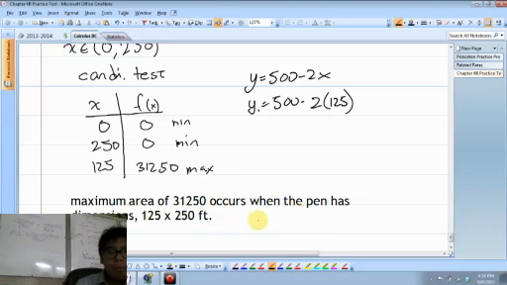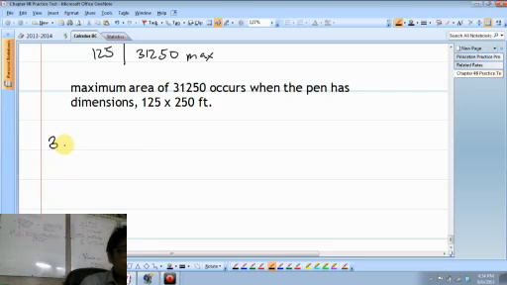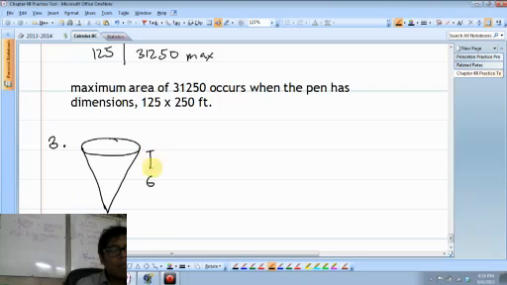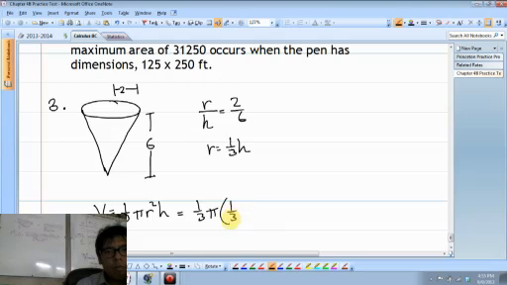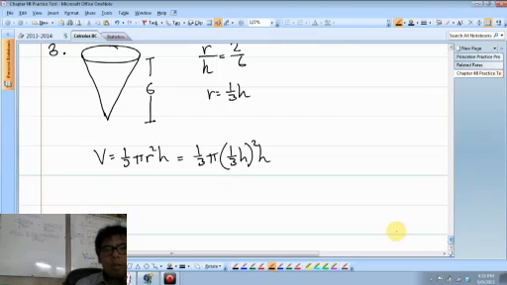How about 3? Okay, we have our cone. That's a pretty good cone. The radius is 2. So the radius to height ratio is 2 to 6, meaning the radius is 1/3 of the height. That changes our volume formula. Previously our volume formula was 1/3 pi r squared h. After you make the substitutions, we get the volume is 1/27 pi h cubed.